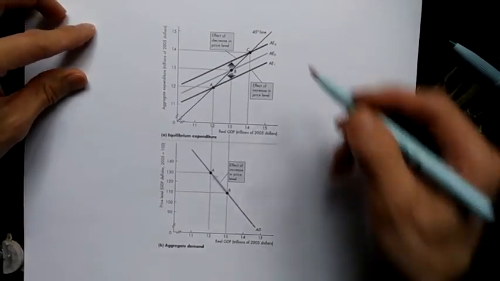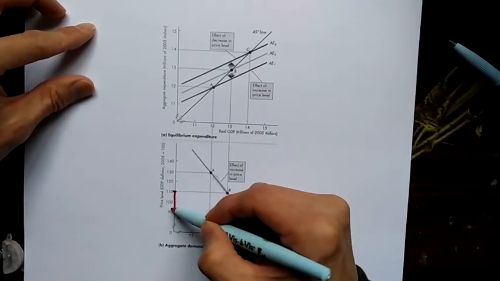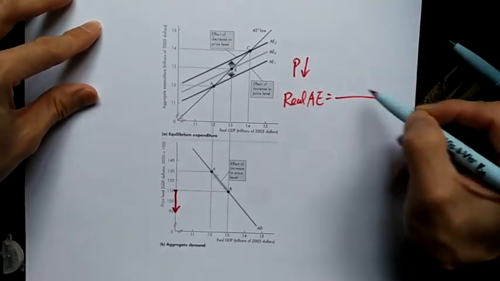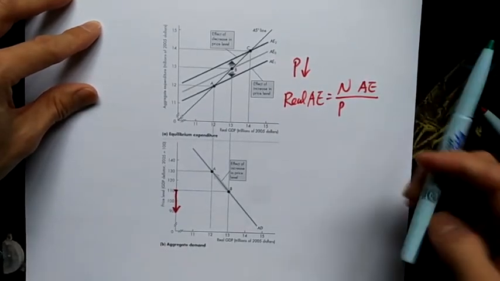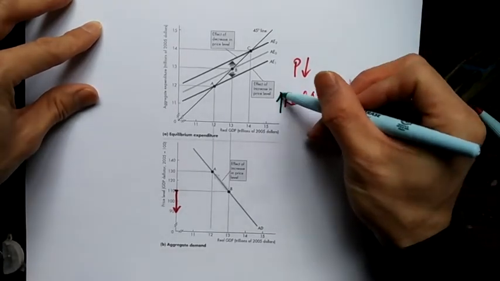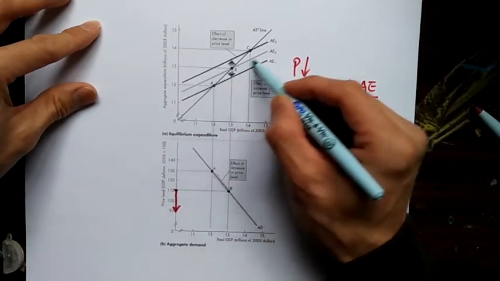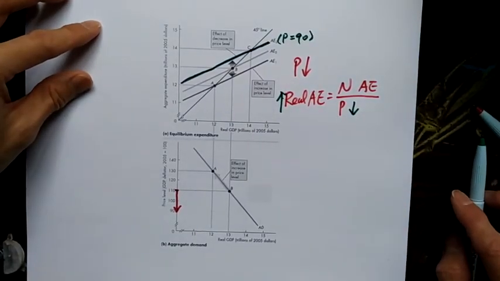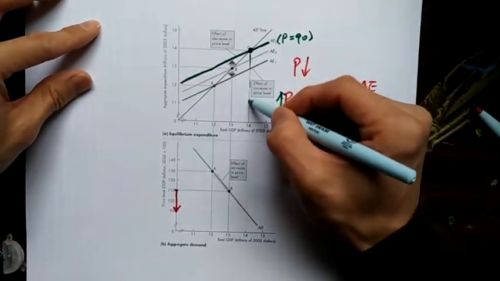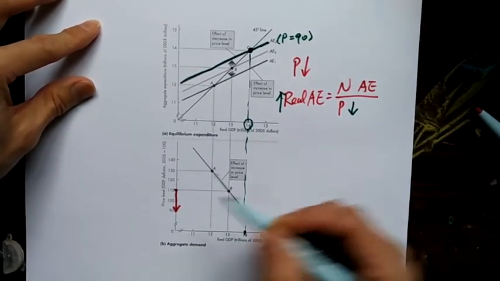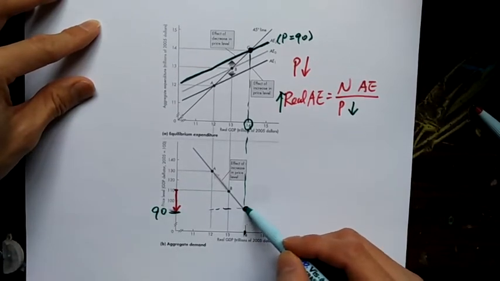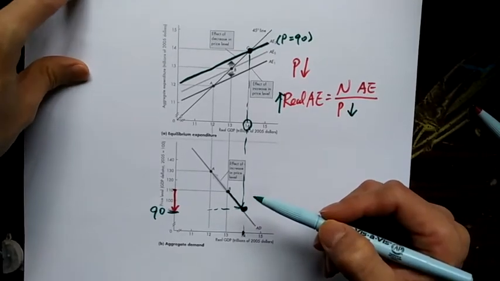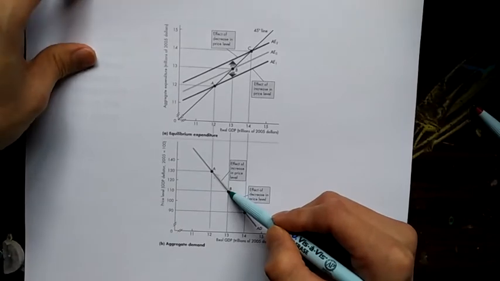On the other hand, if price goes down from 110 to 90, what happened? Price level goes down. Real aggregate expenditure is nominal aggregate expenditure divided by price level. When price goes down, denominator goes down, the whole thing goes up. Therefore, aggregate expenditure function shifts up to AE2 when price is 90. Therefore, we got a new equilibrium income C, equilibrium income 14. So when price level is 90, we got equilibrium income 14. We got another dot, and it's a movement along the aggregate demand curve. It's a movement from B to C.